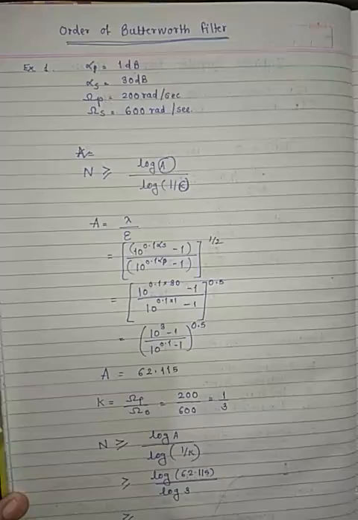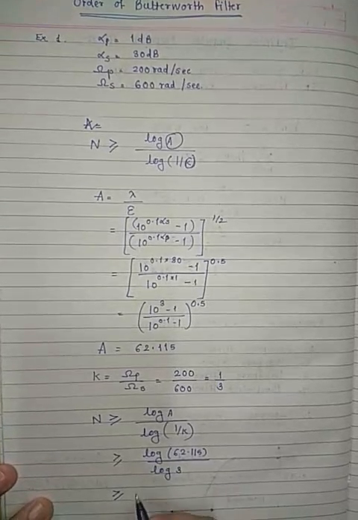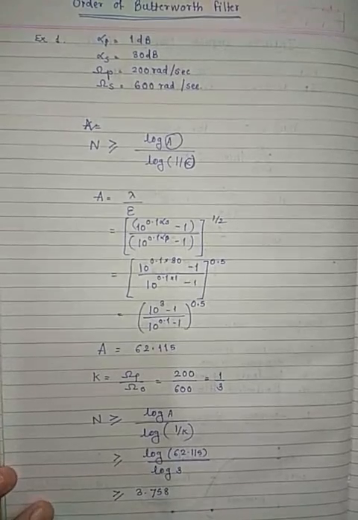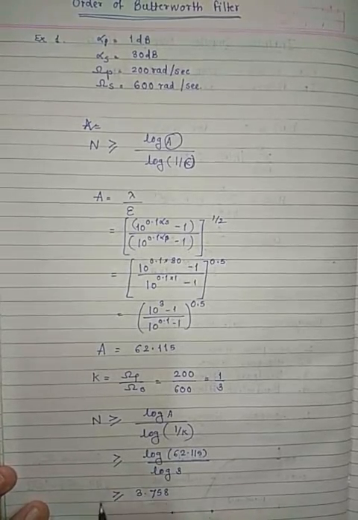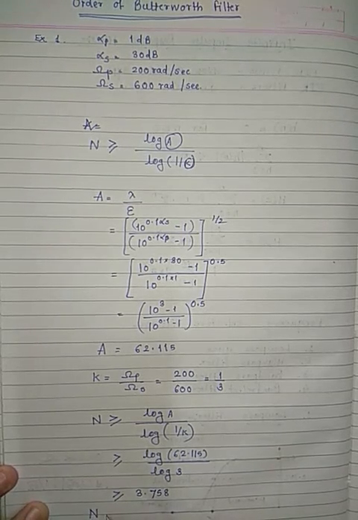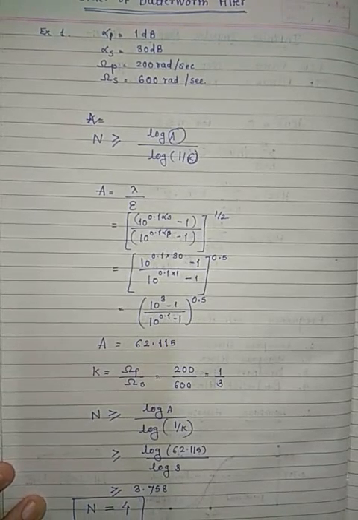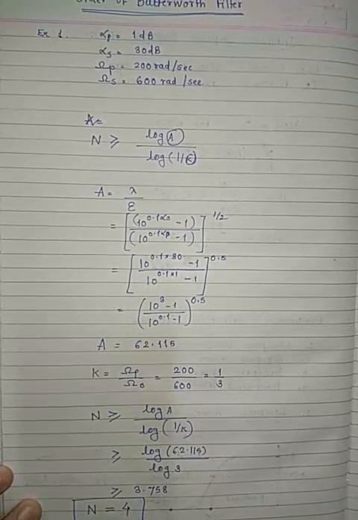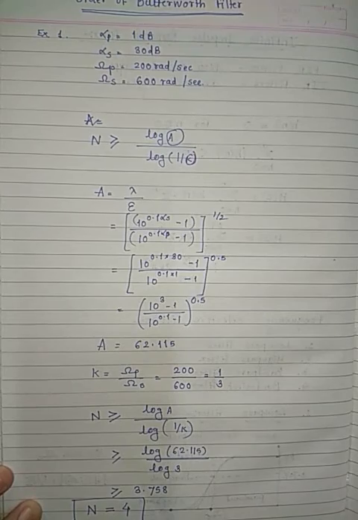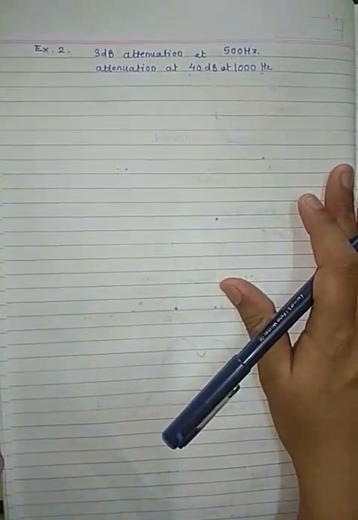So it should be greater than or equal to 3.758. So we have to select the order of the filter greater than 3.758. After rounding off, n is equal to 4. So the order of the given Butterworth filter is equal to 4. In this way, we can calculate the order of the given filter from the provided analog filter parameters. We will see one more example to determine the order of the filter.